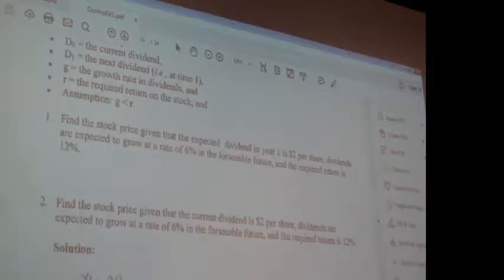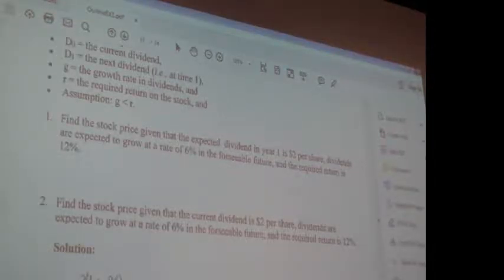So is this question G or the other one? The first one. D1 divided by R minus G. Did you get it? Yeah. All right, so what is our D1? 2. D1 is 2 and R is 12 and G is 6. All right, and what is the answer? 33. 33.13? 33. Okay. All right, number 2, it's already done the problem for you.